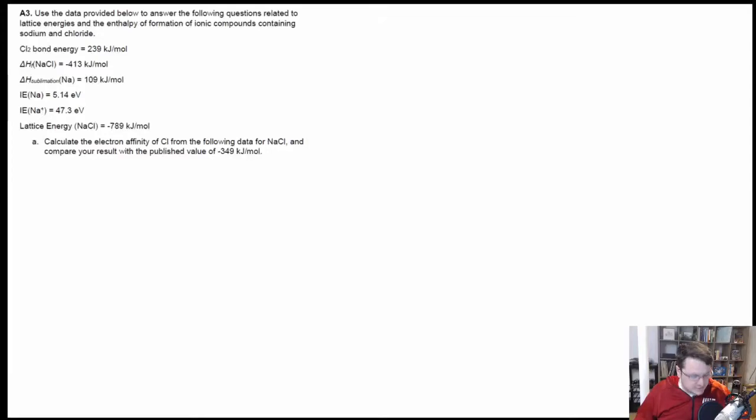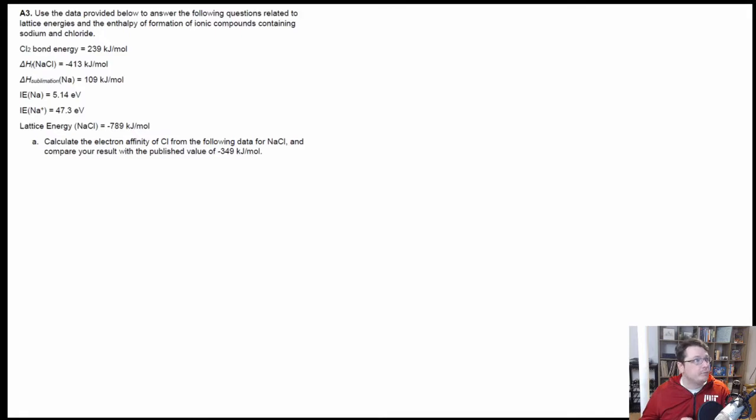The question is related essentially to lattice energies and thinking about ionic bonding. So what I did is I gave you guys a bunch of data, different data points: bond energies between two atoms, the heats of formation, the heats of sublimation, the ionization energy, and then the lattice energy as well. And what I wanted you to calculate, right, was the electron affinity for chlorine.